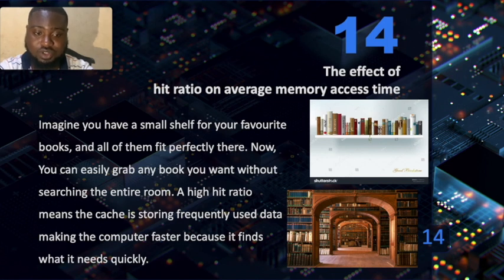That's what a high hit ratio means. It means that the cache is storing frequently used data, making the computer faster because it finds what it needs quickly. So you have a very good memory in your computer, and you're editing a video in Final Cut Pro, and then you're editing a picture or an artwork in Adobe Illustrator.